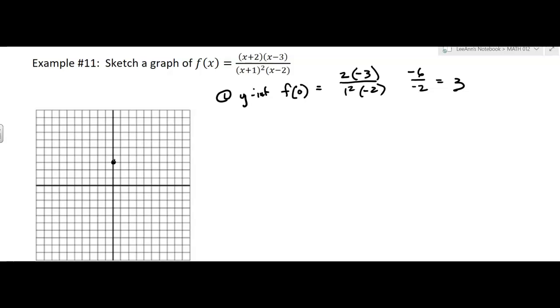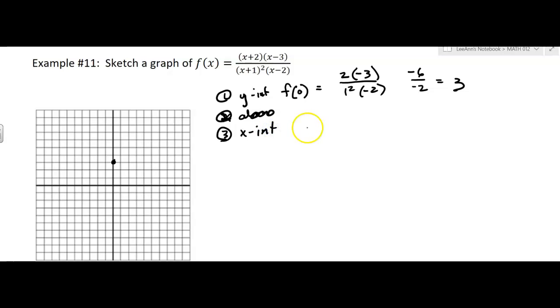Now, the numerator and denominator are already factored. So step 2, we don't have to do that because it's already done. Okay, so that was step 2. Step 3, x-intercepts. Now back on step 2, do you see any factors that are going to cancel? No. So this is not going to have a removable discontinuity. Okay. So now step 3, we were looking for the x-intercepts.